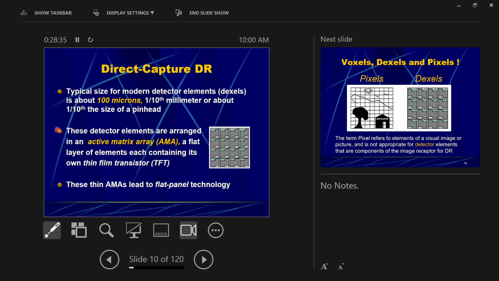These detector elements are arranged in a matrix array, just a big grid. Active matrix array is just a way to say a big grid. A flat layer of these elements containing thin film transistors. We'll talk about thin film transistors in a moment. But again, much like the computer screen displays things in pixels, the DR capture plate captures the image of the patient with dexels, detector cells.